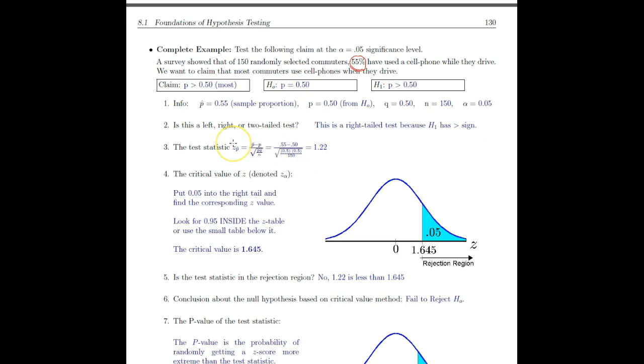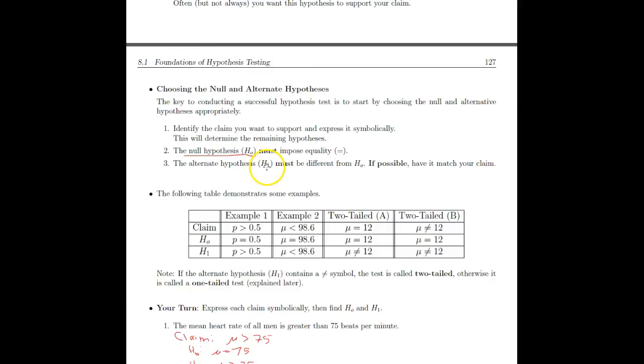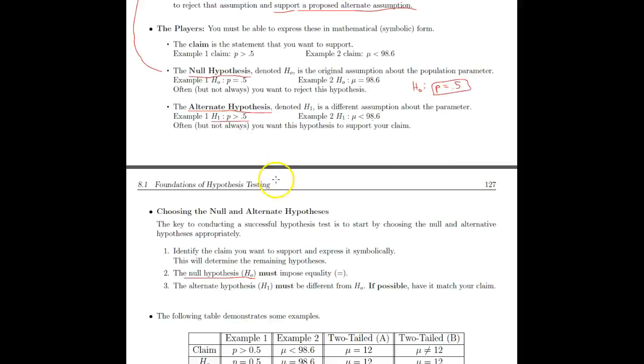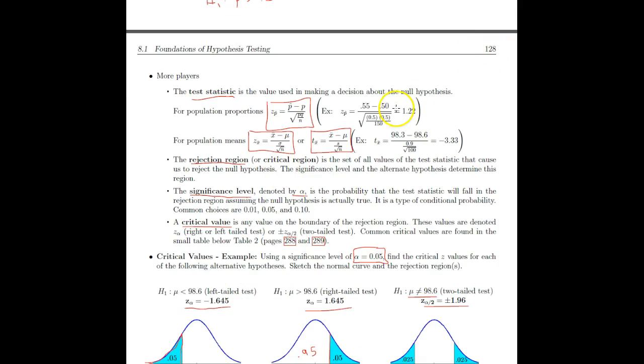So is this a left, right, or two-tailed test? Well, we're trying to say that p is greater than 0.5, so that means this is a right-tailed test. Then find the test statistic. We were given this back on, let's see, where was it? Page 128 at the top.